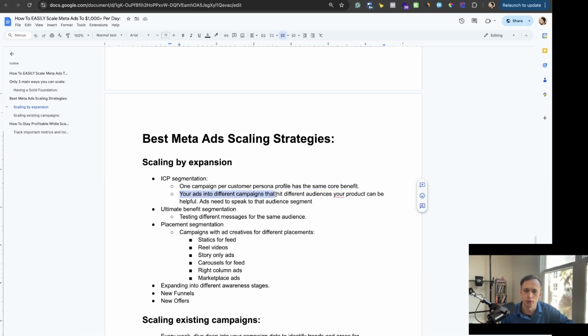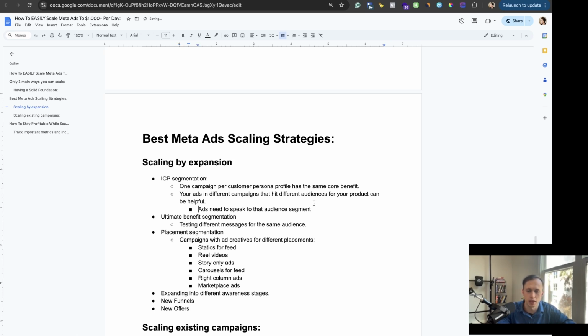Put your ads into different campaigns to hit different audiences that your product can be helpful to. Ads definitely need to speak to that audience segment. So if it's for moms, you can mention moms in your ads. You can use creators that are moms. So everything about moms, right? That's a campaign just for moms. It can be campaigns for middle-aged workers, not necessarily moms. And then maybe campaigns for seniors. So that's kind of how you want to think about it.